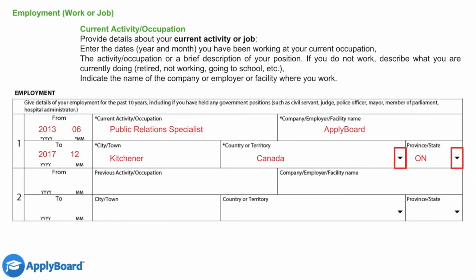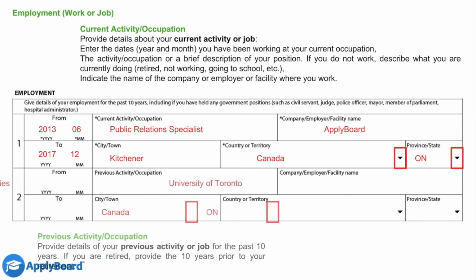Provide details about your current activity or job. Enter the dates, year, and month you've been working at your current occupation, the activity, occupation, or a brief description of your position. If you do not work, describe what you are currently doing, whether you're retired, not working, or going to school. Indicate the name of the company or employer or facility where you work.